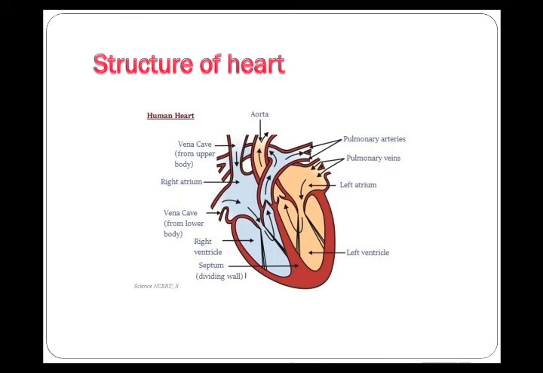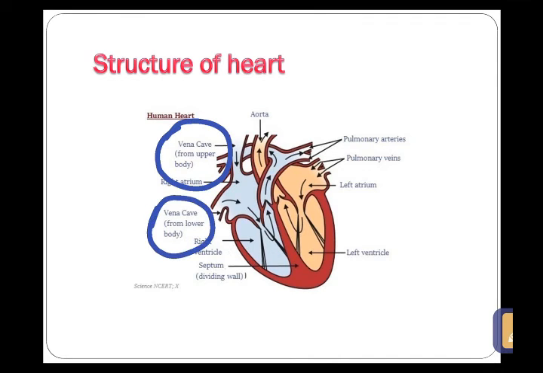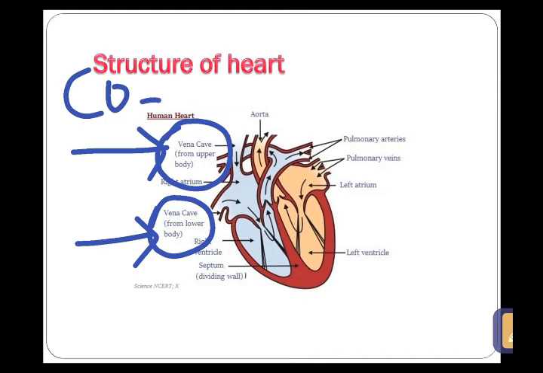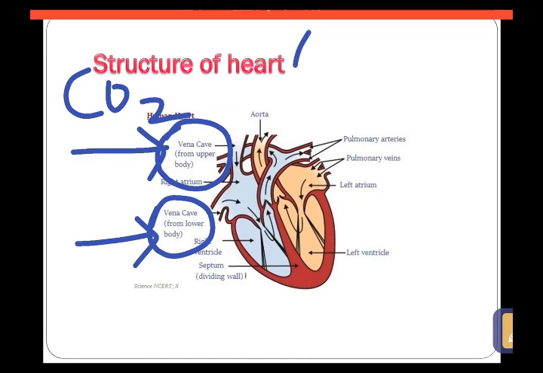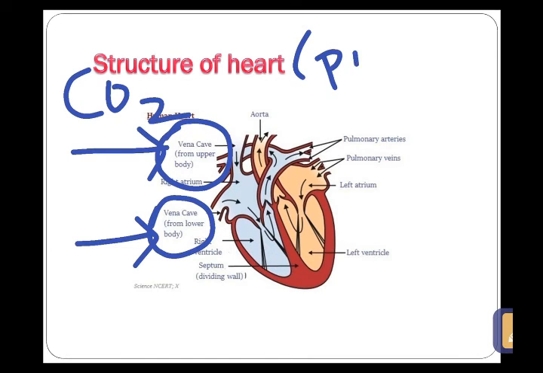This is the structure of heart. Let's discuss about different parts of the human heart. These are the vena cava, or we can say the bigger veins. These veins take deoxygenated blood, or the blood which has carbon dioxide. These two vena cava takes deoxygenated blood and the blood reaches to the heart, which is our pump.